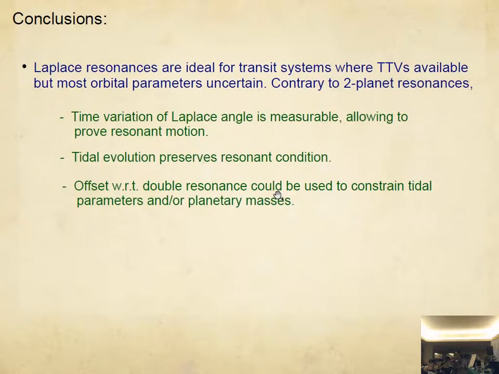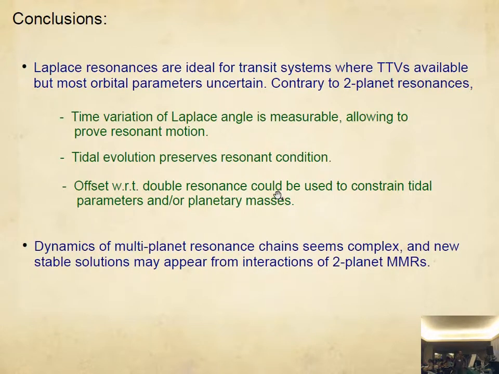So these Laplace resonances are ideal to study in transit systems where you have very precise orbital periods, you have access to TTV, but probably nothing else. You can try to estimate the variation of the Laplace angle, so you can prove that the system is actually in resonance. Tidal evolution preserves the resonant condition and gives you some insight about what the tidal parameters or the masses could be. So that's very important. You can do a lot for these systems, even with very little information.